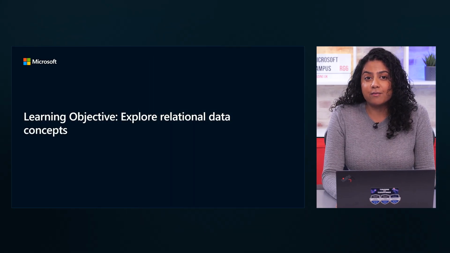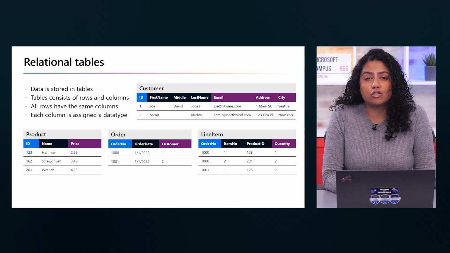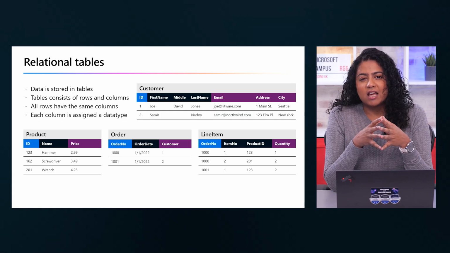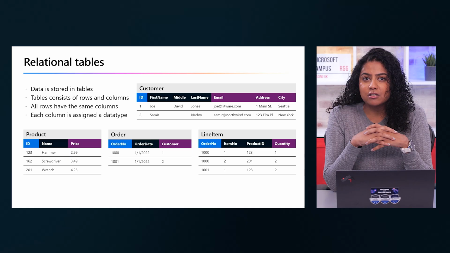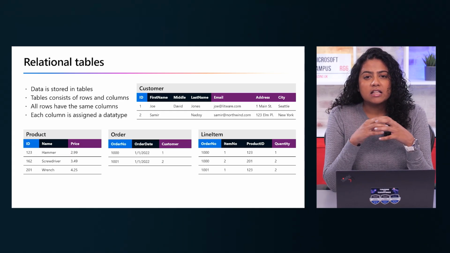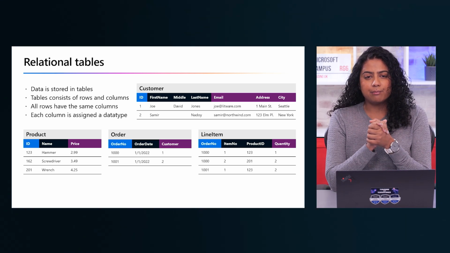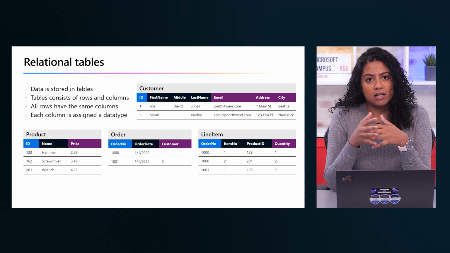Let's kick things off by getting familiar with relational tables, one of the core pieces that makes relational databases so powerful. In a relational database, data is organized in tables, which you can think of as spreadsheets. These tables are made up of rows and columns. Each row holds a unique piece of information, like a customer, a product, or an order. And every row in the table follows the same column structure. These columns define the attributes or characteristics of the data. For example, in a customer table, you'd have columns for the first name, last name, and email address.